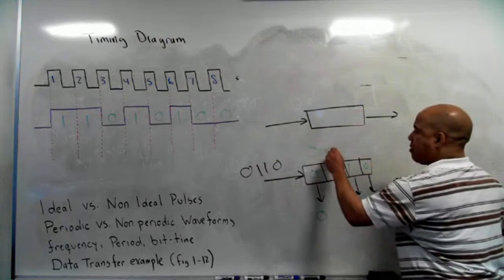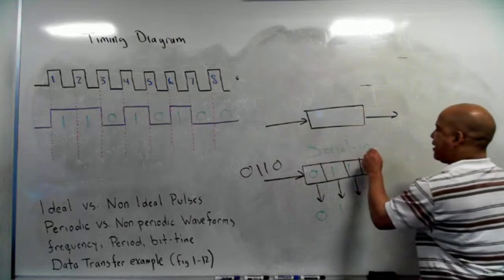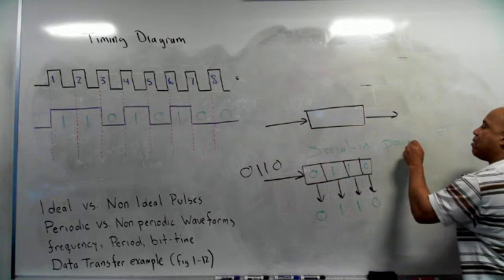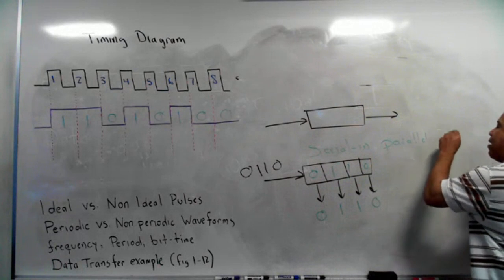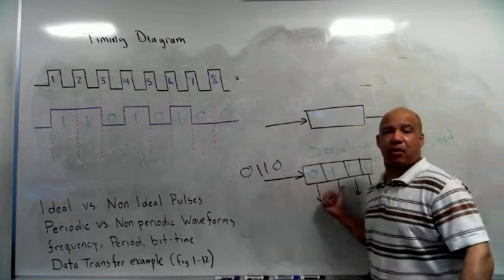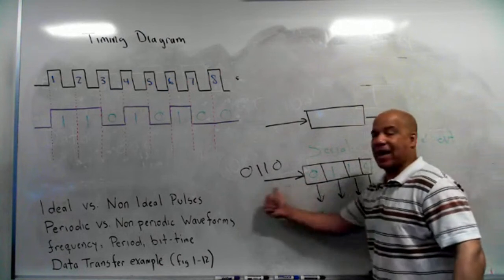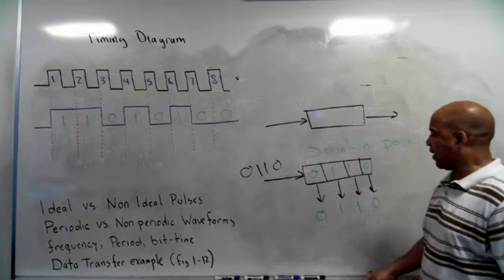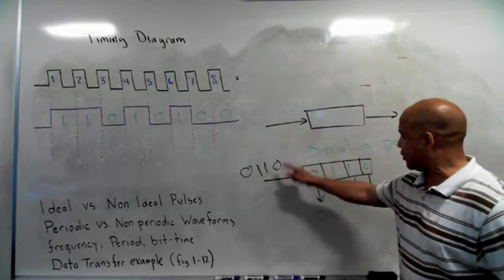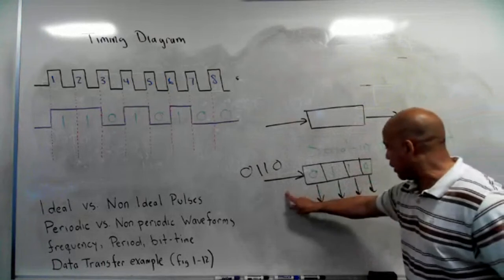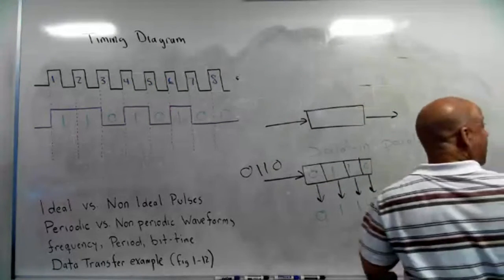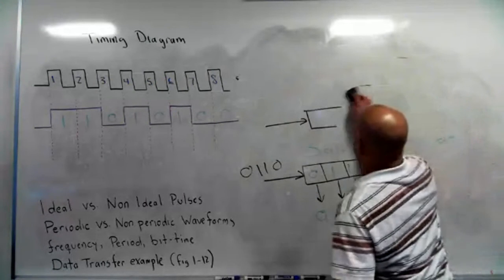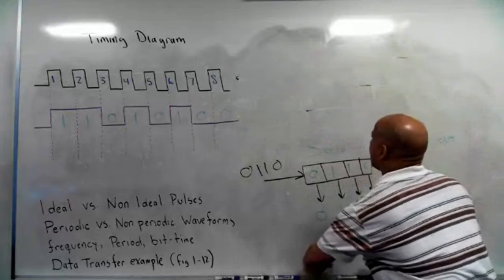So this is serial in, parallel out. It takes a long time to read the information and to write the information to the shift register, but you can get it out real quickly. So if I show you a diagram like this, this is serial in, serial out, serial in, parallel out, and then finally, I can have something like this.